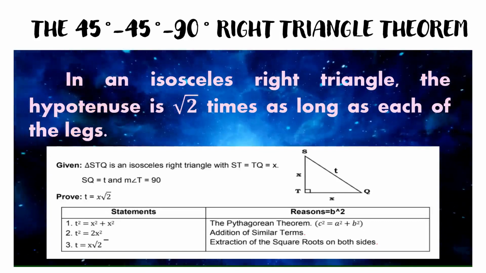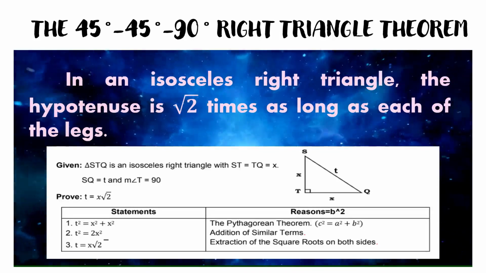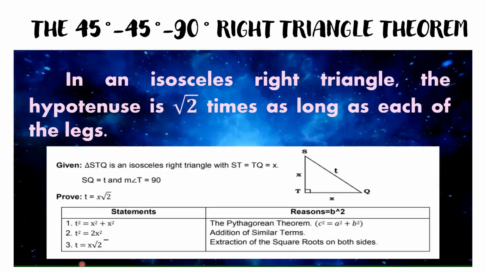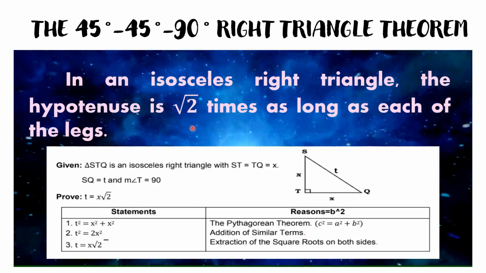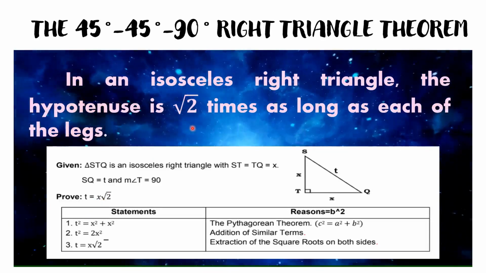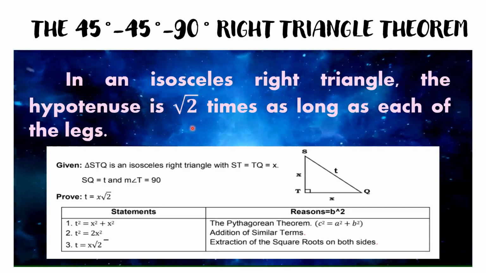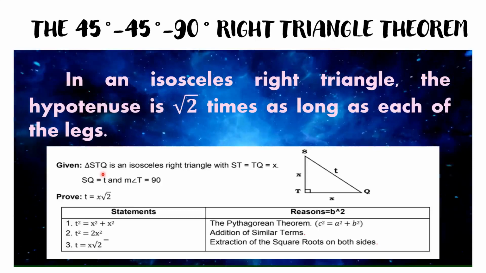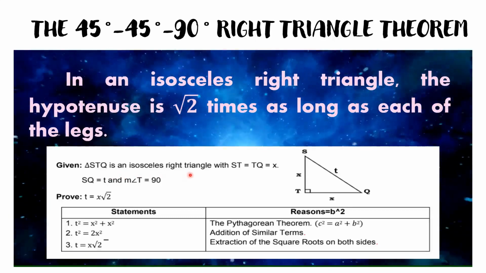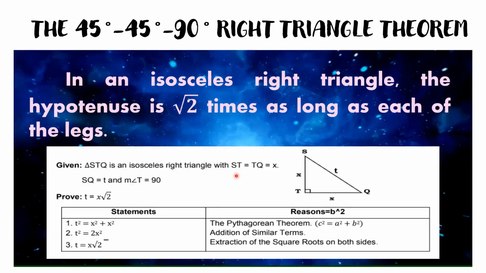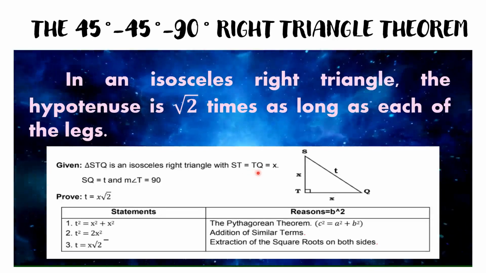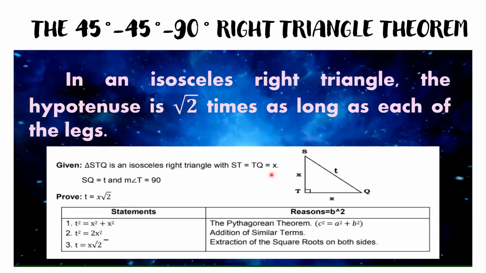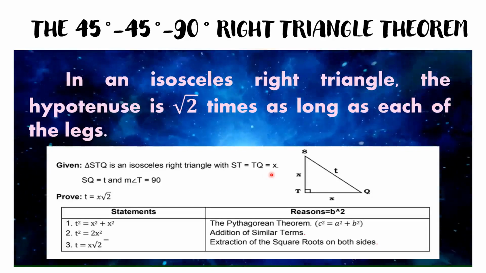The 45-45-90 degree right triangle theorem. In an isosceles right triangle, the hypotenuse is square root of 2 times as long as each of the legs. So let us prove the given theorem. Given that triangle SPQ is an isosceles right triangle with side ST congruent or equal to the length of side PQ. And let us the 2 legs or the 2 sides be represented by x or b equal to x.